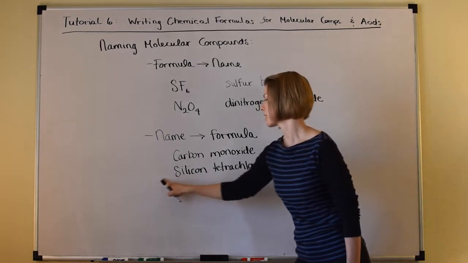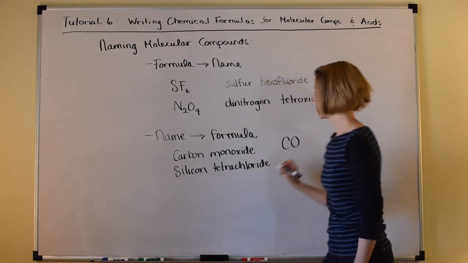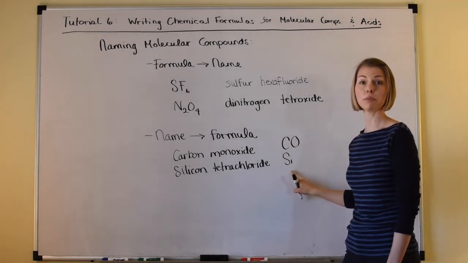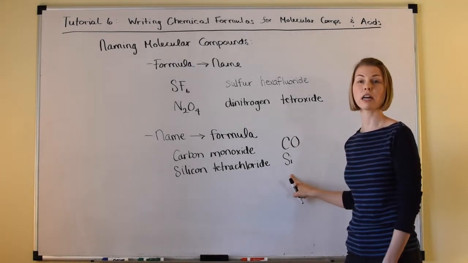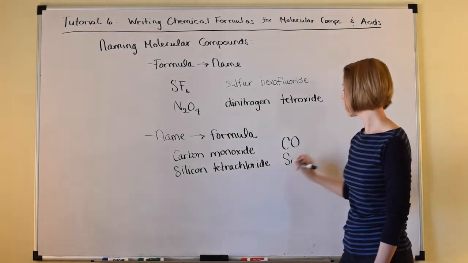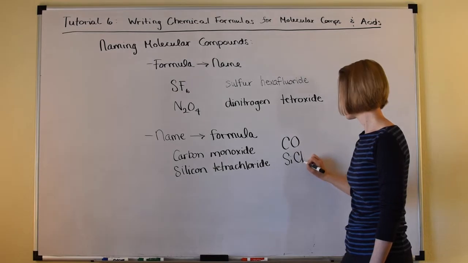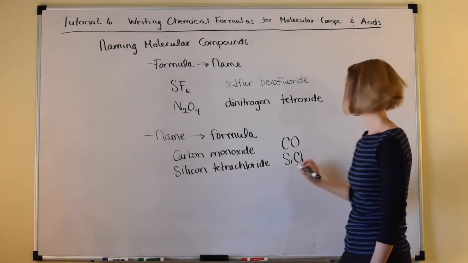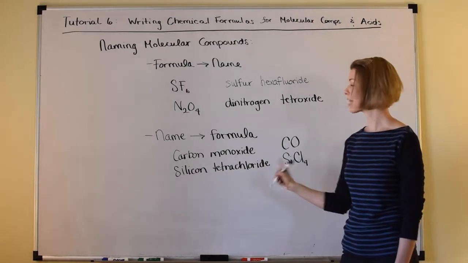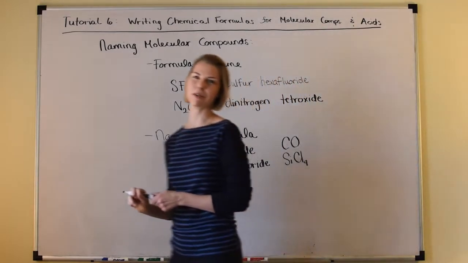The lack of a prefix here tells you there's only 1 silicon. And if you don't know the symbols for these elements, use your periodic table. That's what it's for. And tetrachloride, so Cl, how many? Tetra. Tetra means 4. So I'm going to put a little 4 there. So I think that's a lot easier going from the name to the formula.